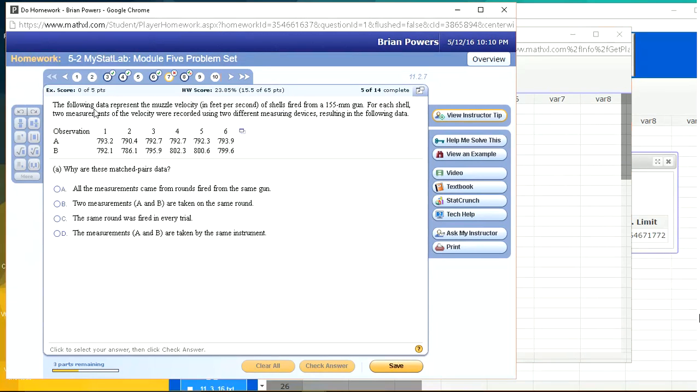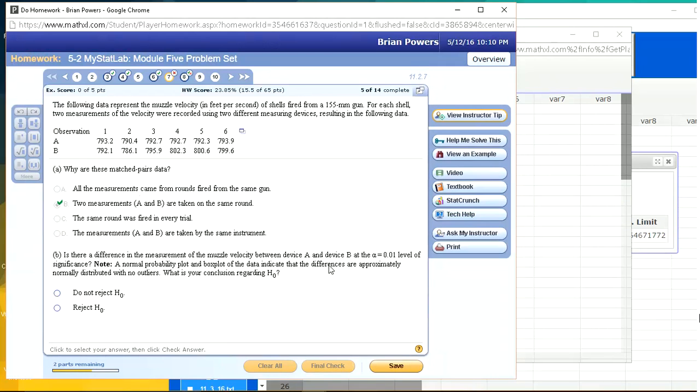Look at the story. Muzzle velocity in feet per second of shells fired from a gun. For each shell, 2 measurements of velocity were recorded using 2 different measuring devices. Because the 2 measurements are taken on the same round, each round being a single bullet or shell, that's why they're matched: it's the same bullet measured by 2 different devices. Okay? Now, let's do this.